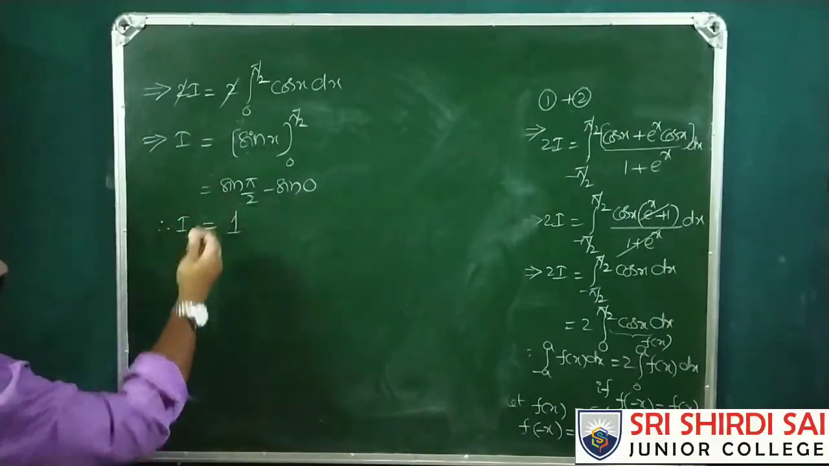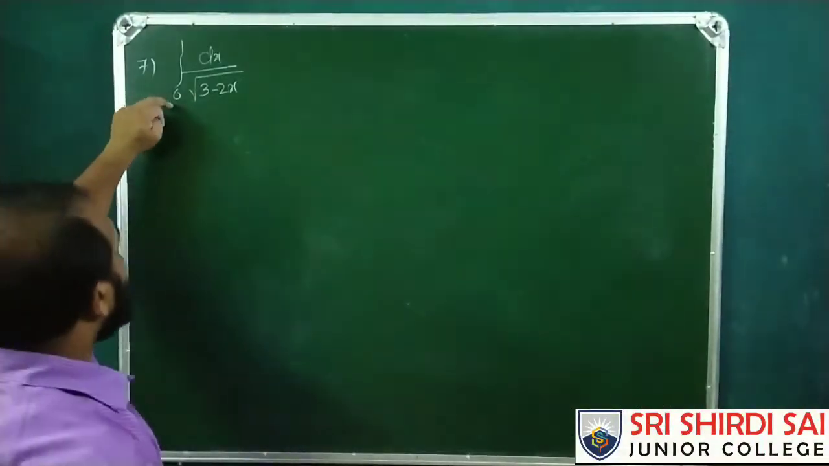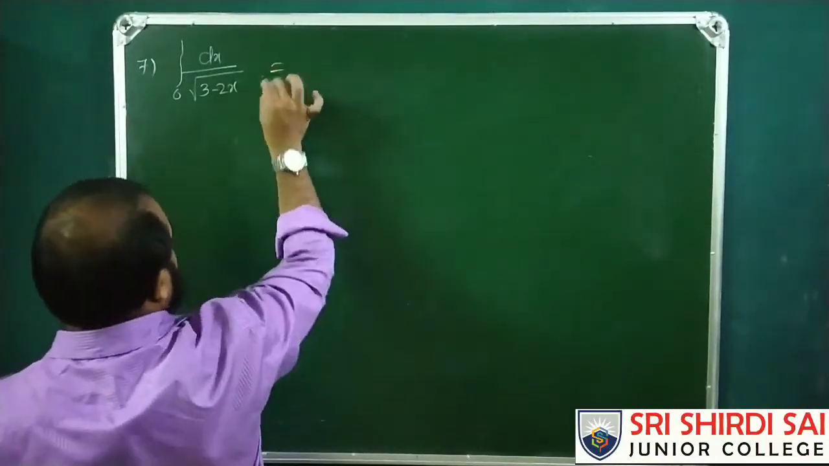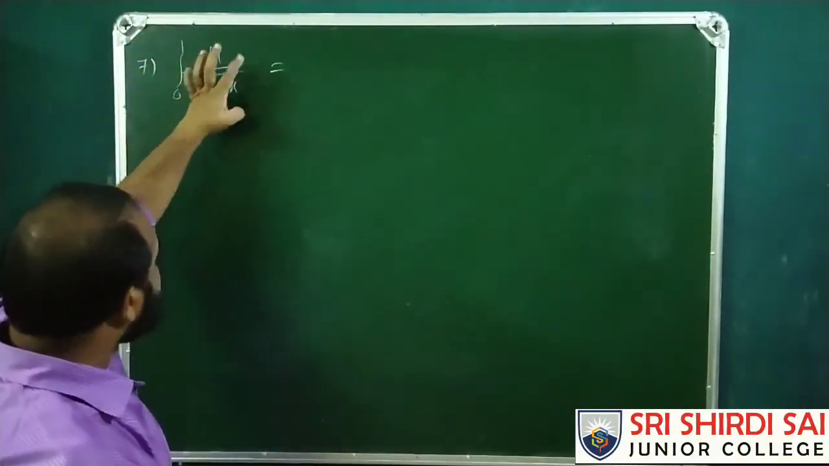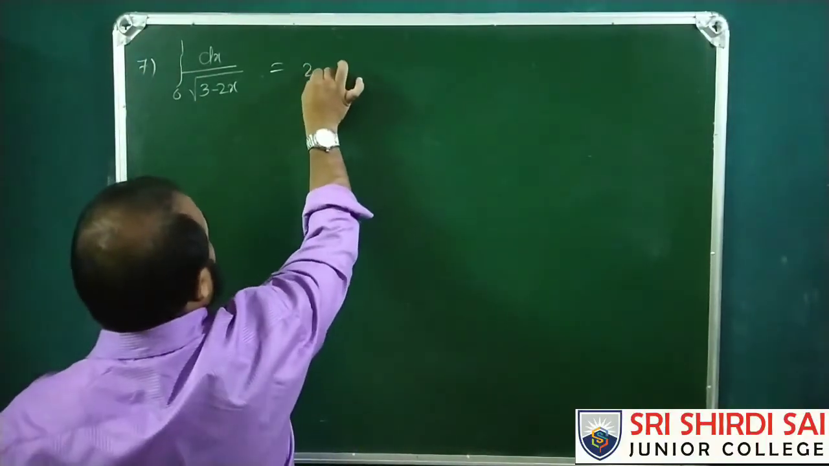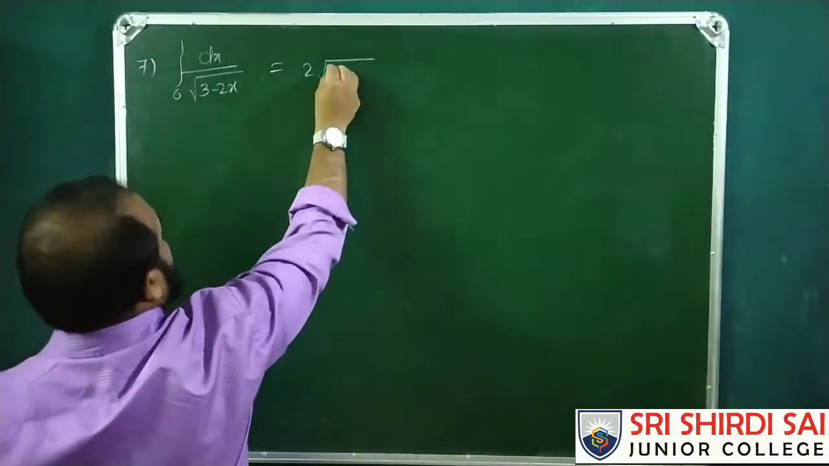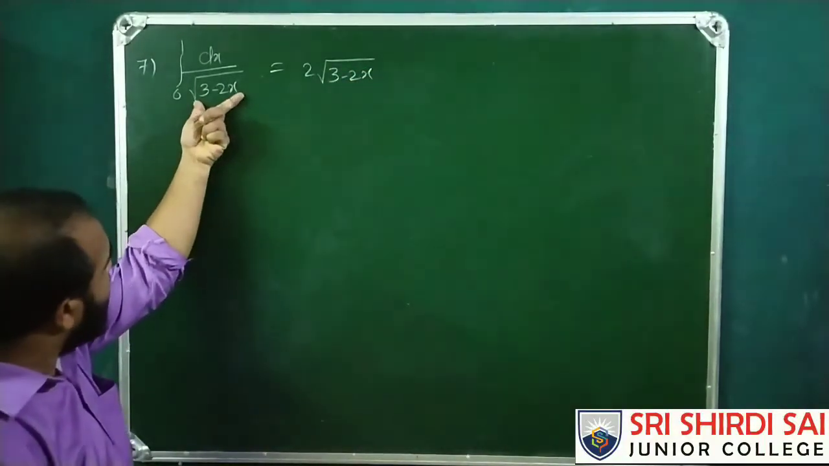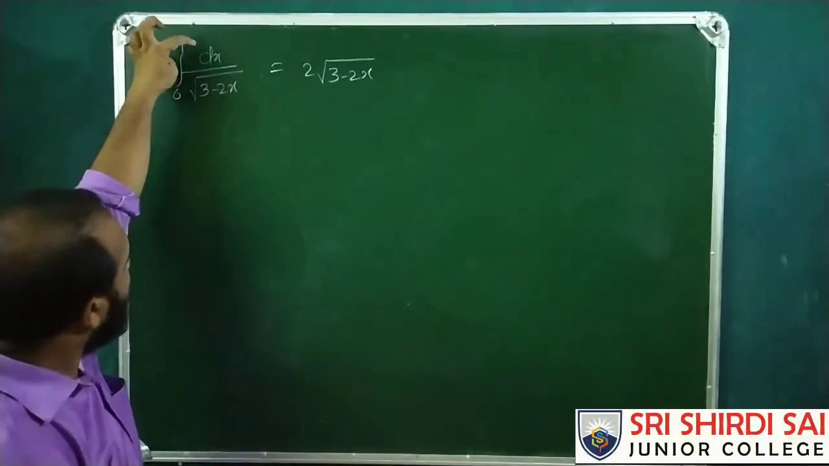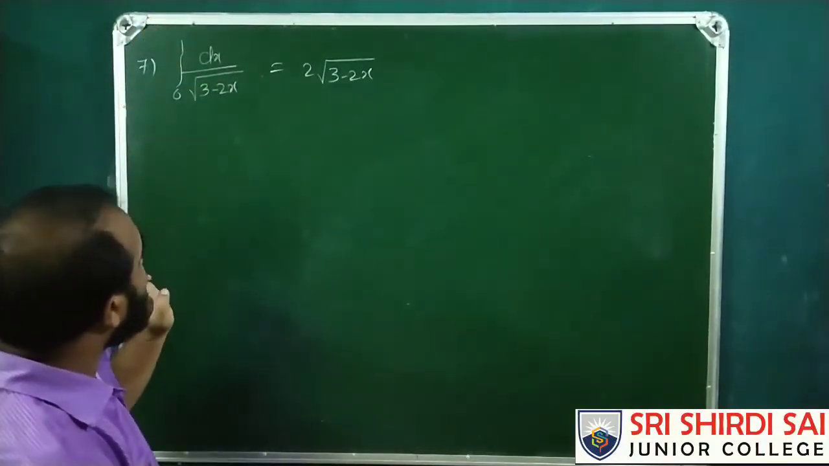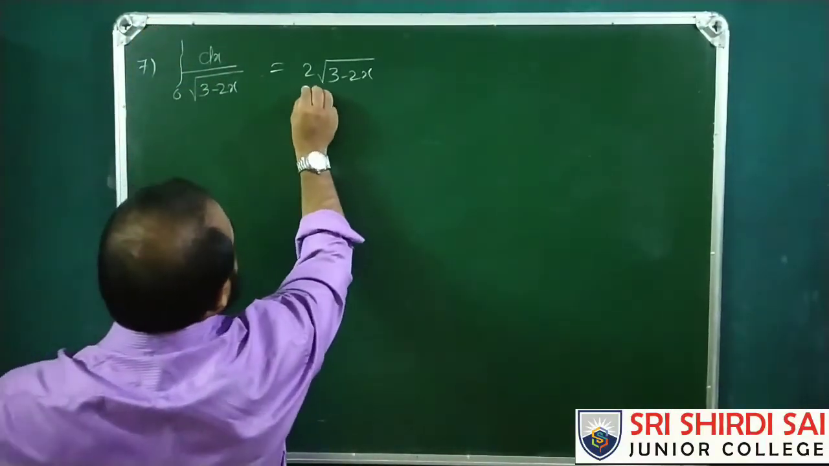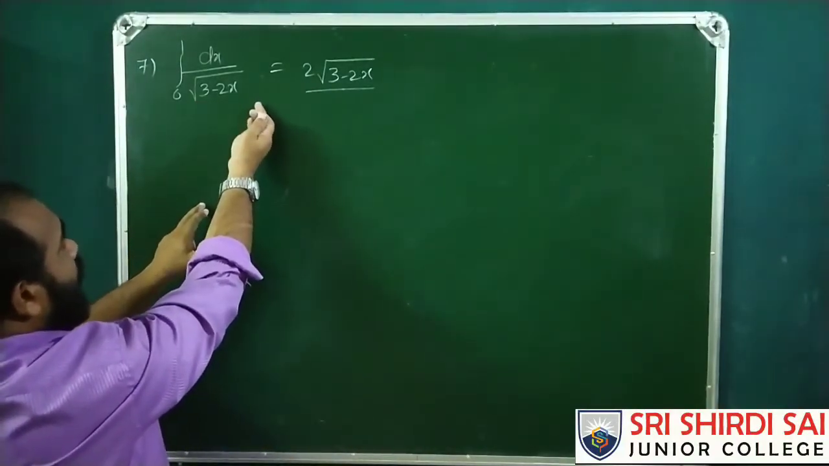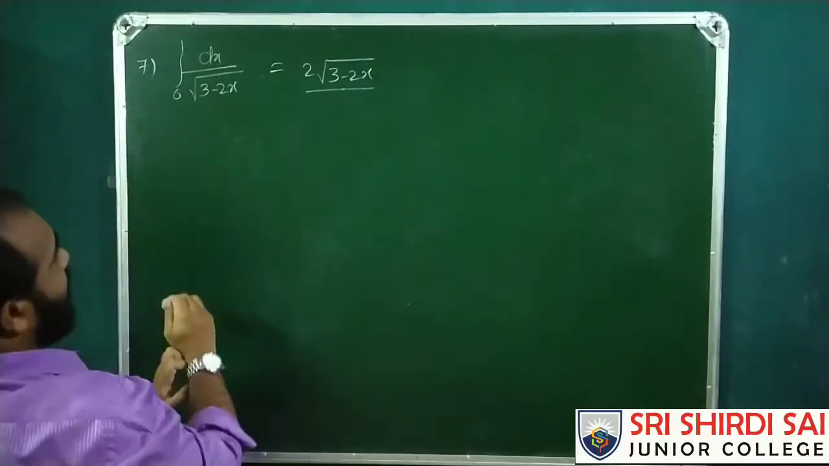What is I? The given question. Integral 0 to 1 dx by square root of (3 minus 2x). What is integral 1 by root x dx? This is 2 root of x. Here x is 3 minus 2x. Since we have treated this to be x, then it has become integral 1 by root x dx. So whatever that we have treated earlier to be x, we need to differentiate it.